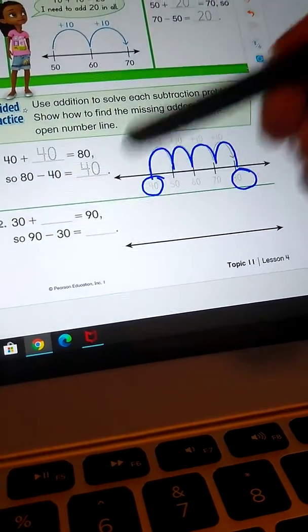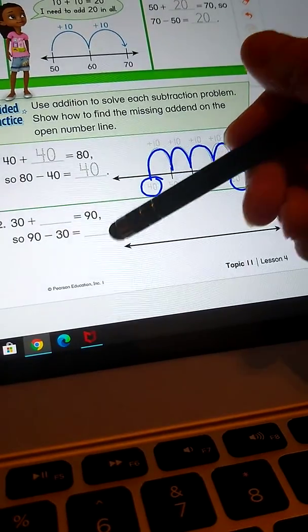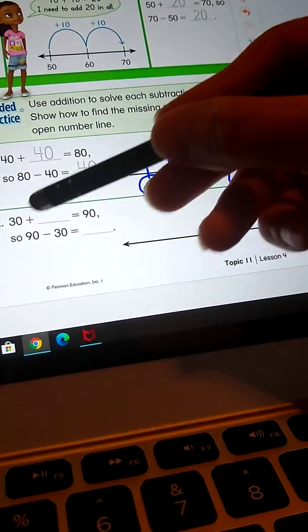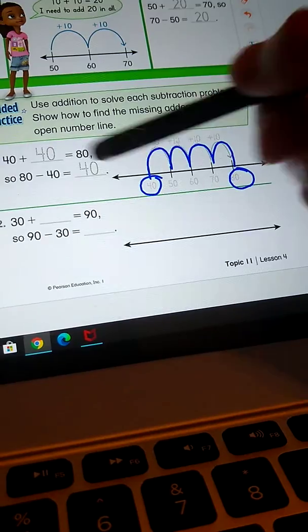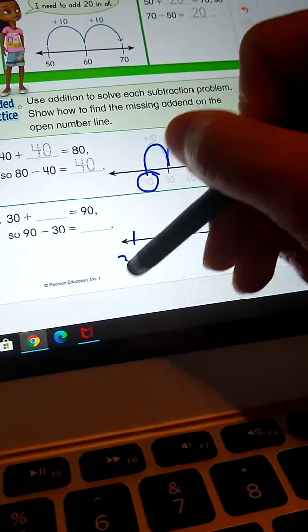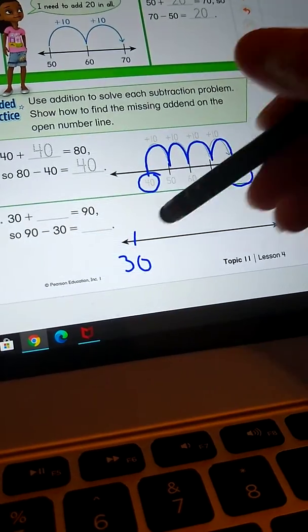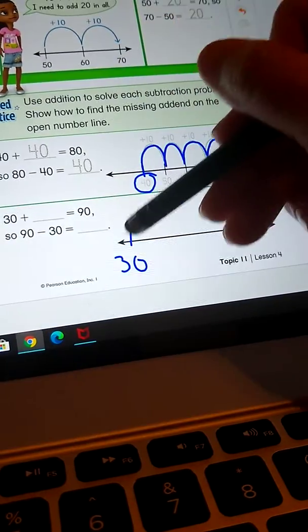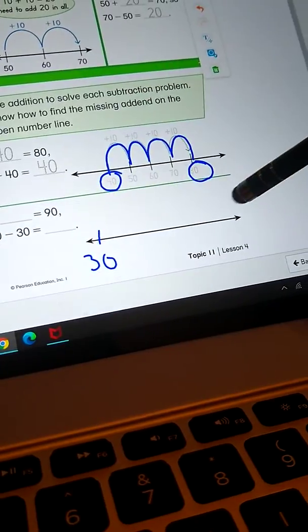So let's look at number 2. 90 minus 30 equals what? We're going to turn it into an addition sentence. So it's 30 plus blank equals 90. What does the sentence mean? It means you start at 30, right? And you're going to jump. We don't know how many jumps yet. And we're going to land at 90.